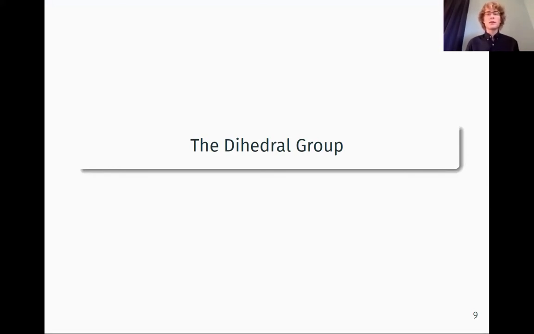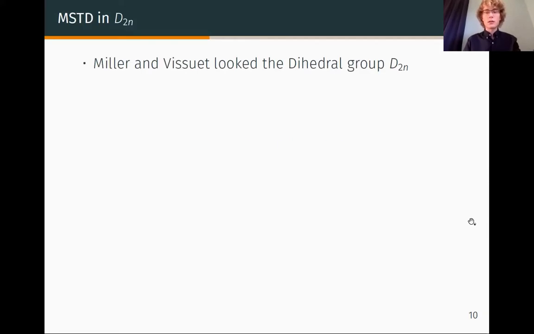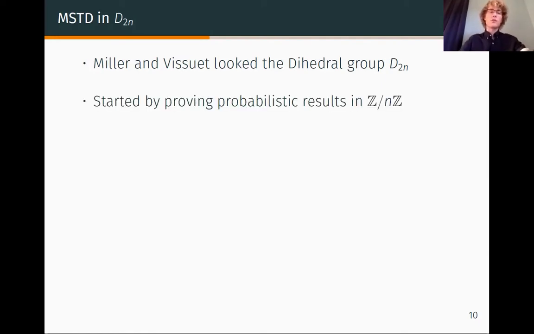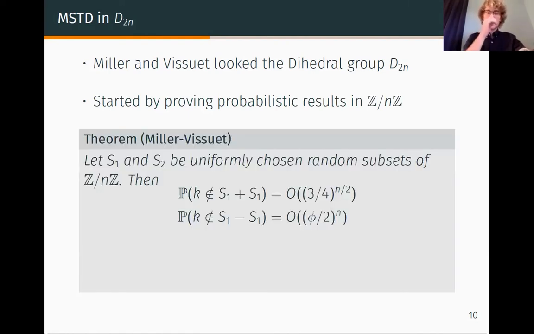So we're doing this following Miller and Visuit, who examined this in addition to the general results they had in their 2014 paper. They also looked at the dihedral group. They started off with some probabilistic results in Z mod NZ, because Z mod NZ and the dihedral group are very closely related. Specifically, they looked at the probabilities that elements would not be in a sum set or a difference set.